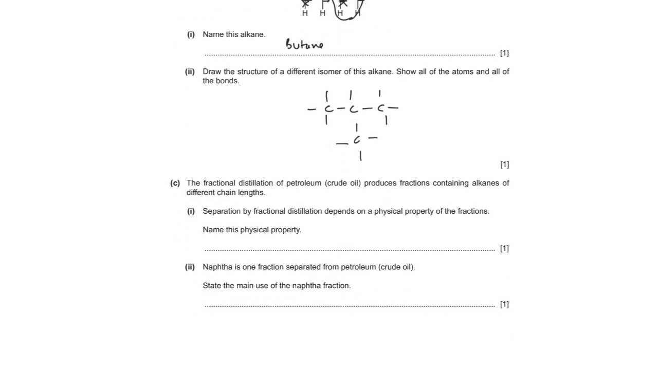In the C part, separation by fractional distillation depends on a physical property of the fractions. Fractional distillation depends on the boiling point. The physical property is boiling point. Naphtha is one fraction separated from crude oil. State the main use of naphtha fraction. Naphtha fraction is used in making chemicals.